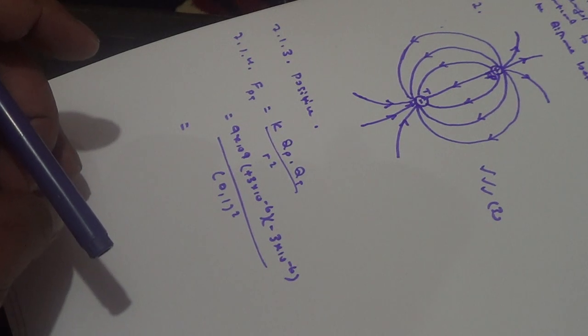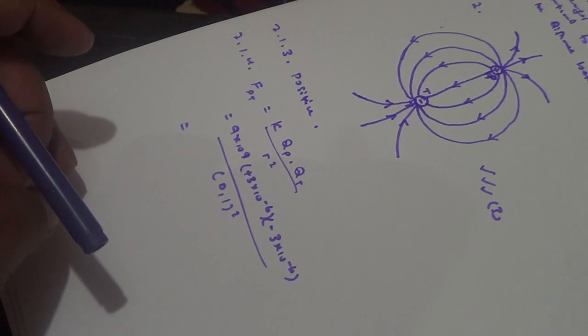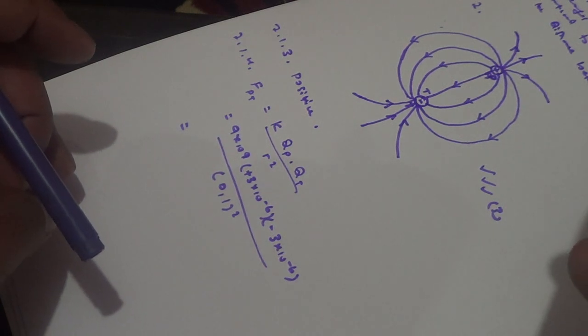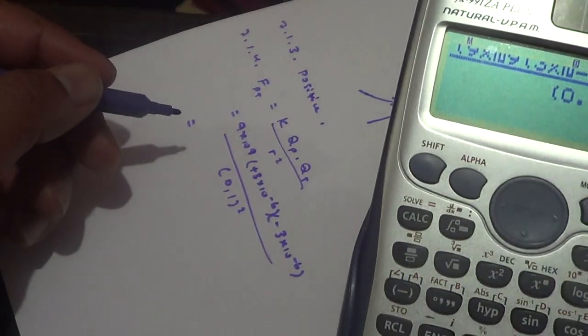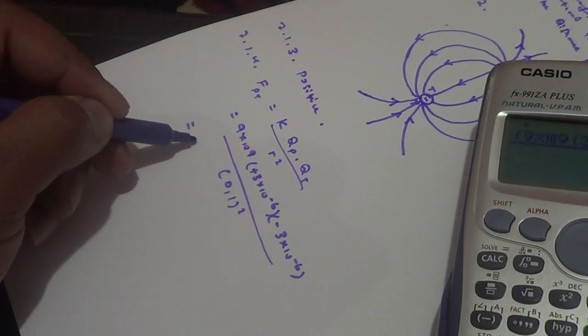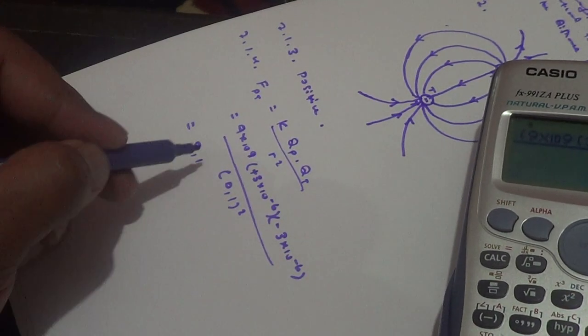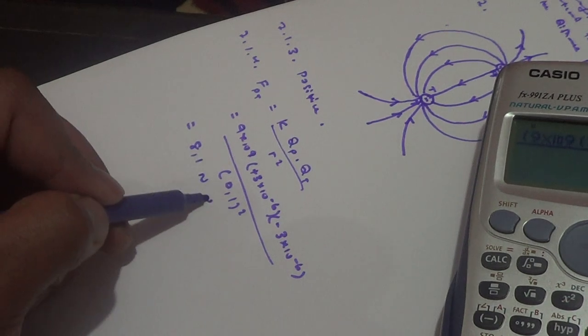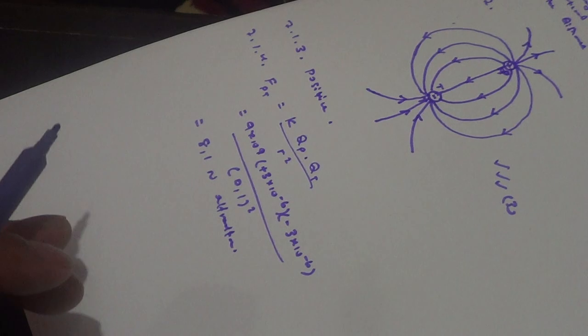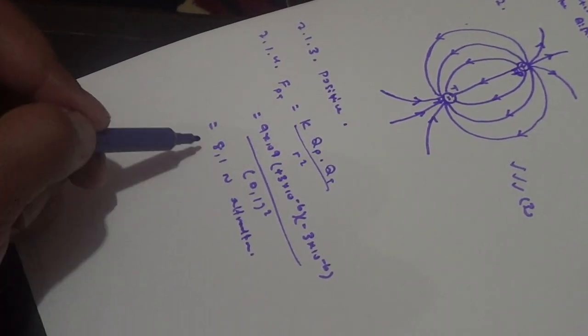I'm just trying to sort out this number on the calculator so that it does not mess with me, because it wants to do something like that and I will not allow it. So I'm getting a negative force of 8.1. So we can just say 8.1 newtons attraction, because it was negative, or you can just write it as negative, it's fine.